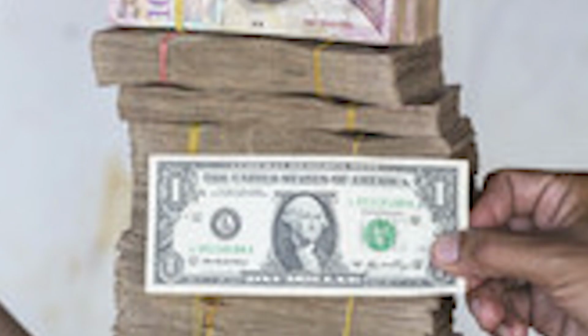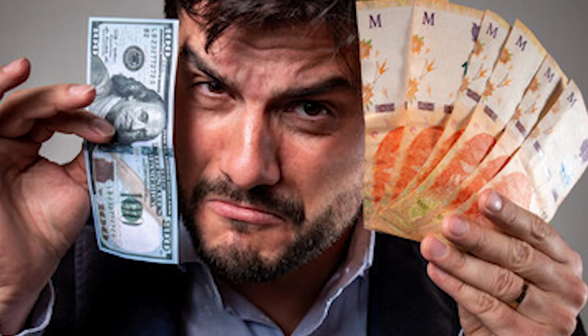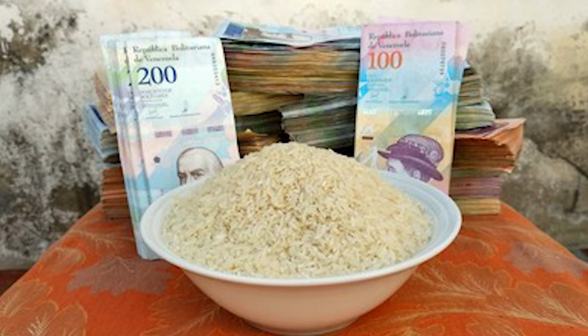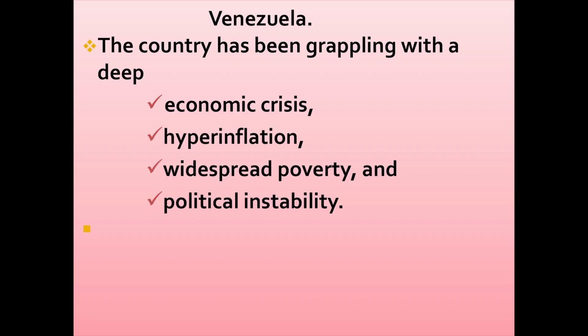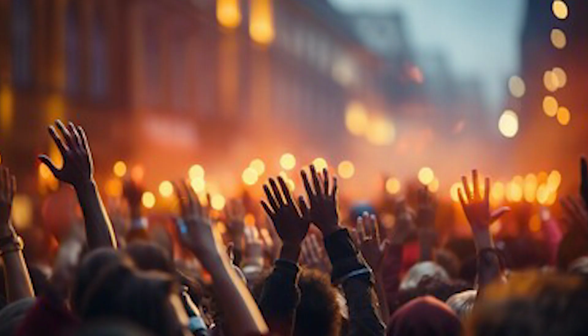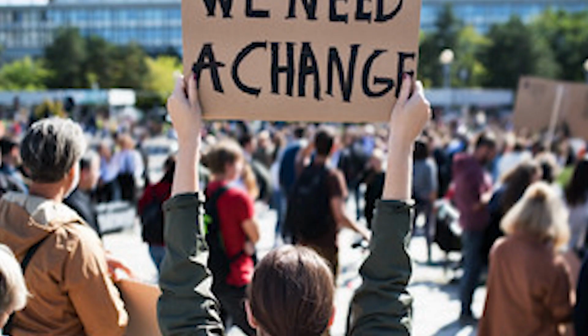Another example is the conflict in Venezuela. The country has been grappling with a deep economic crisis, hyperinflation, widespread poverty, and political instability. The frustration and dissatisfaction among the population have been fueled by the inability to access basic goods, services, and economic stability. This frustration has also led to social unrest, protests, and political polarization, contributing to the ongoing conflict.